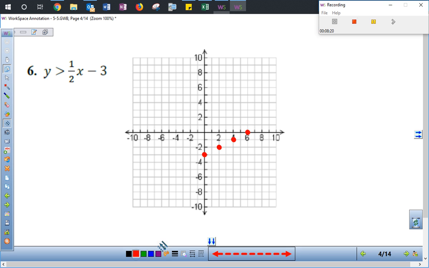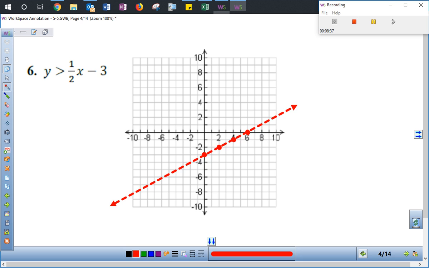Next, we need to connect it with a straight edge, but since it is greater than, not greater than or equal to, we need to use a dashed line. So I'm going to connect it with a dashed line all the way through the graph and end it with arrows.